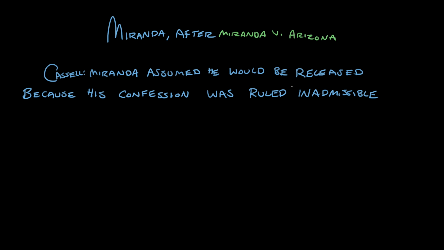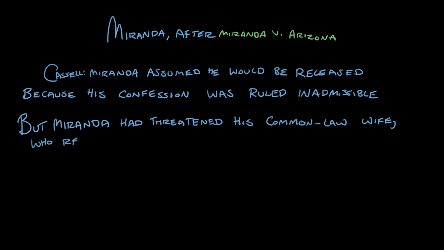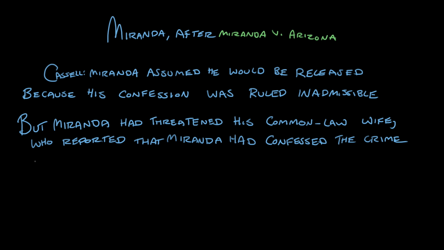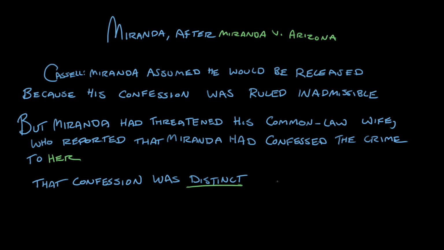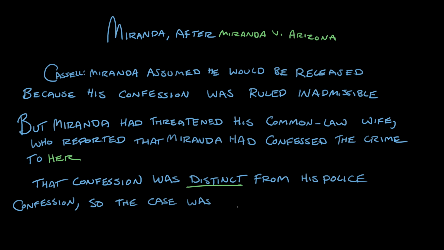But unfortunately for Miranda, and I suspect fortunately for the citizens of Phoenix, Miranda had made a few statements along the way. He had threatened his common law wife that he was going to get out and was going to come back and try to take the kids away from her. And she went to police and reported that Miranda had confessed the crime to her. And of course, a confession to a private citizen, a common law wife, is not the same thing as a confession to a police officer. And so the case was retried. Miranda's confession to his common law wife was used in evidence against him. Miranda was convicted, and I guess it's fair to say that bottle of whiskey went unopened.